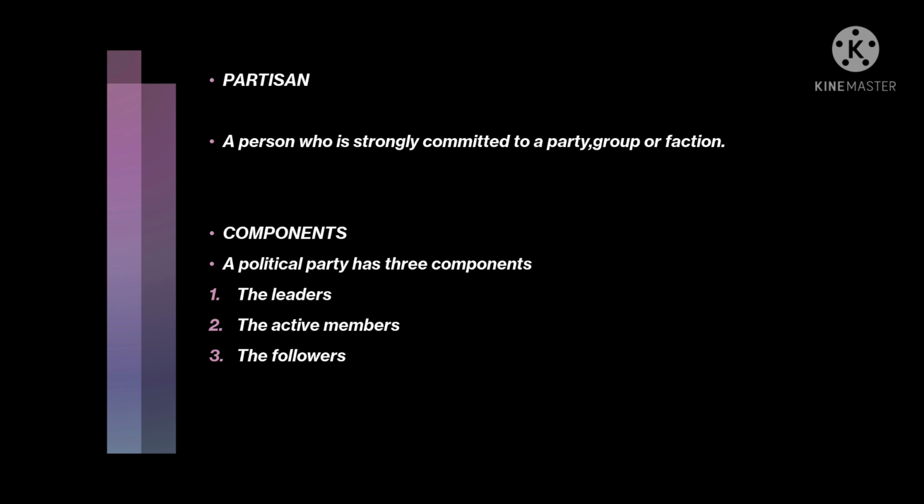Come to the next topic, that is components of political party. First one is leaders, active members, followers. So what are the components of political parties? If they ask me, you have to write leaders, active members, followers. These are the components of political party.